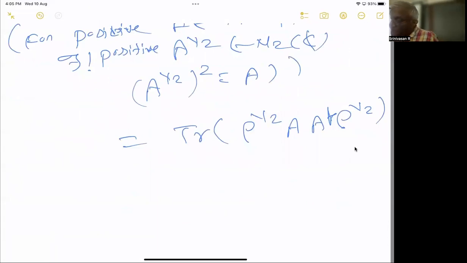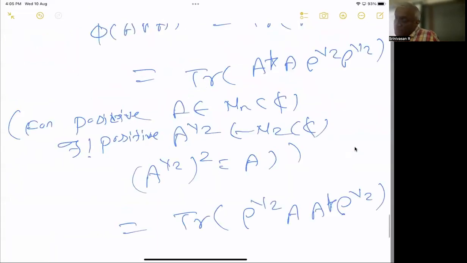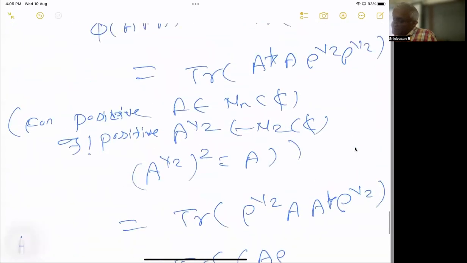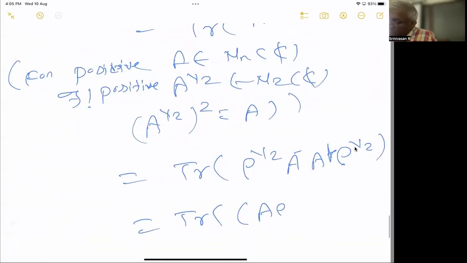Because of that, our original trace of A star A rho will become trace of rho power half A star A rho power half, which actually looks like this, which is equal to A rho power half. I'm sorry, this should be A and that should be A star, because A star is here. So it is equal to trace of A rho power half, A rho power half star.